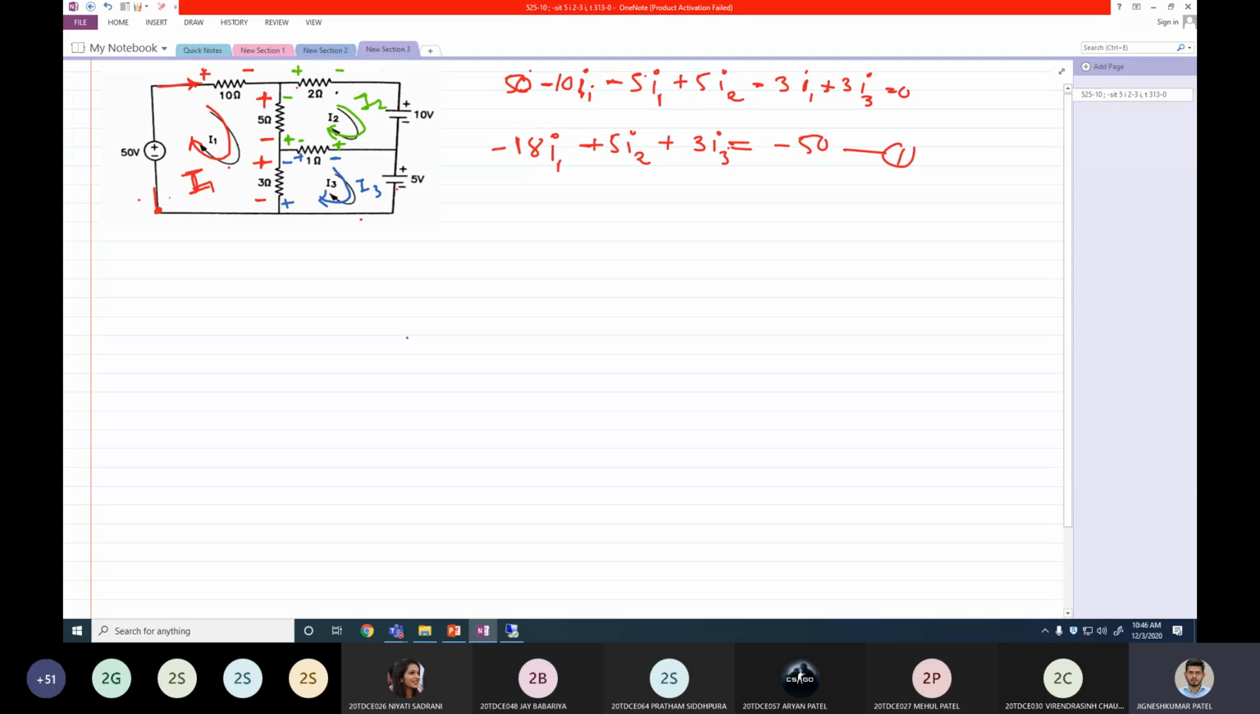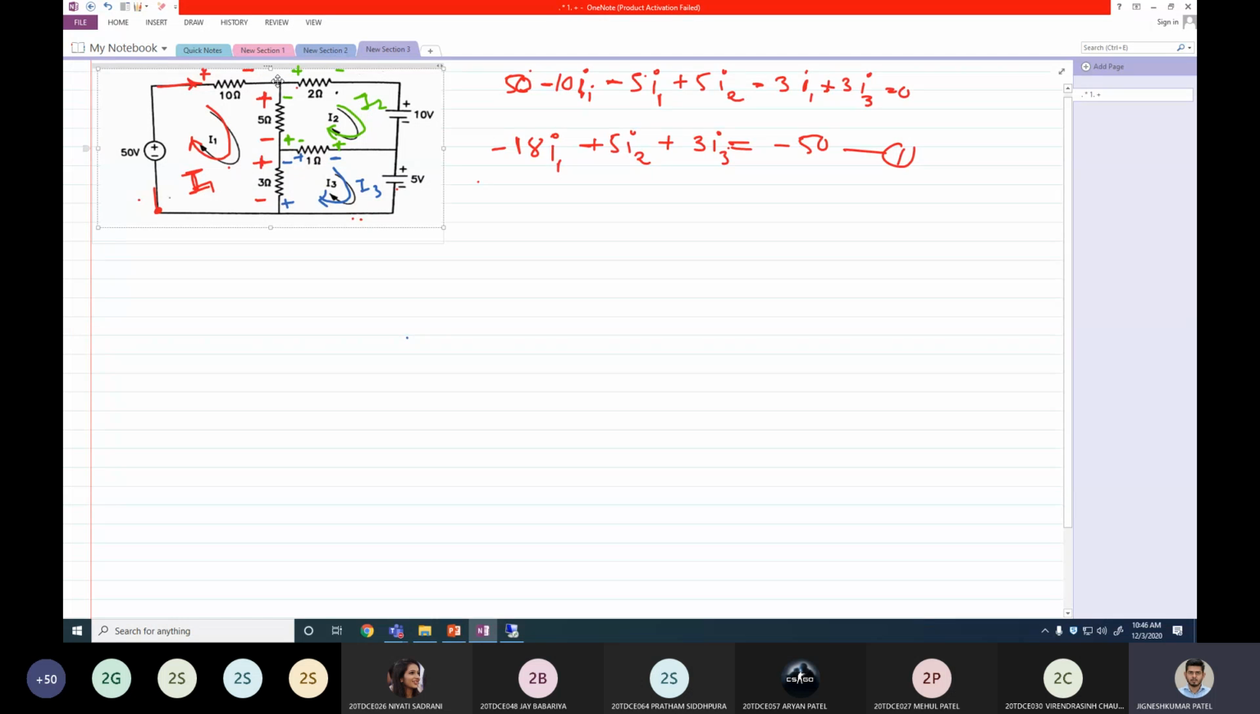Or else you can write it like 18I1 minus 5I2 minus 3 equal to 50. You can write it in both ways, and for both the cases the answer would be the same. Now same way for loop 2. For loop 2 I will write the equation again. I'll start from this point here.